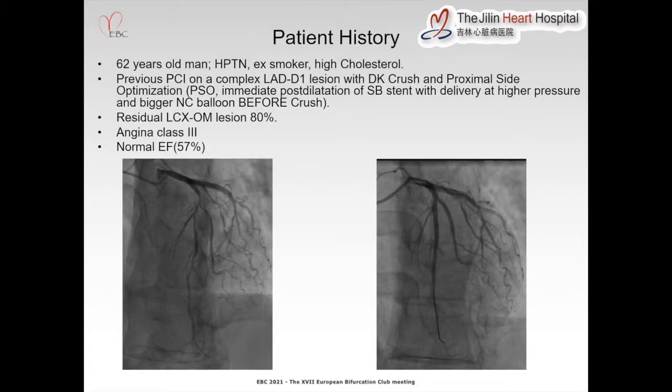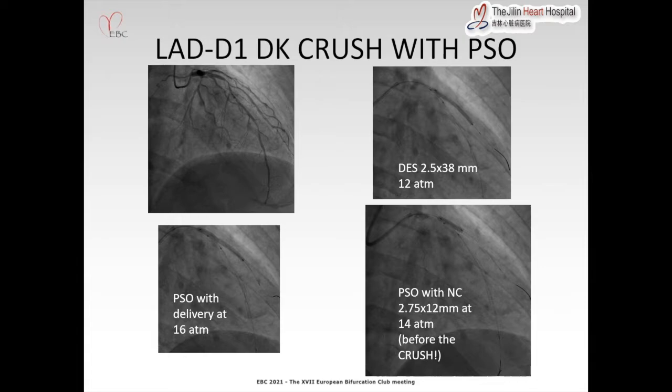This is a male with normal risk factors treated 4 months before on the LAD-diagonal with DK crush and proximal side optimization, with a residual lesion on the circumflex. This was the DK crush with PSO. The PSO is the immediate post-dilatation with a bigger non-compliant balloon of the ostial side branch before the crush.